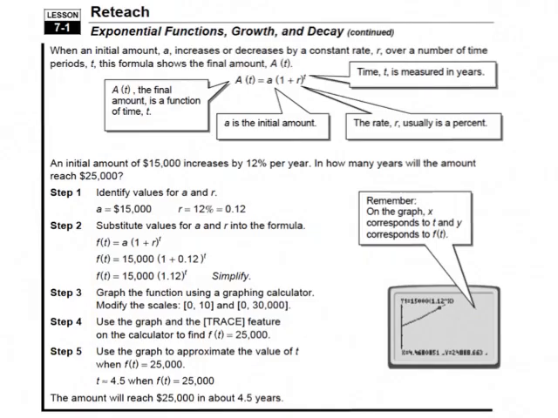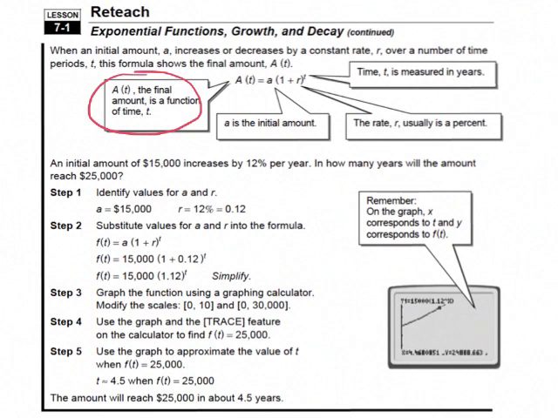Okay, now let's go on to this slide. This slide is applying what we've just learned. You have a formula, and it's right here. A of t equals A times the quantity 1 plus r raised to the t. Now, notice what I said right here. This piece right here is the final amount after time t.